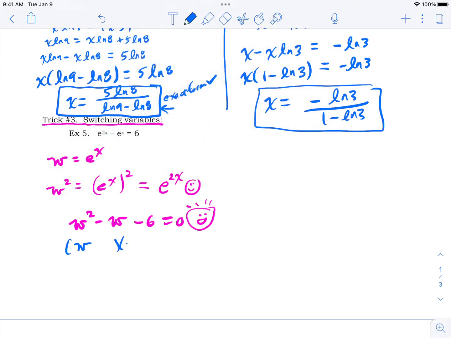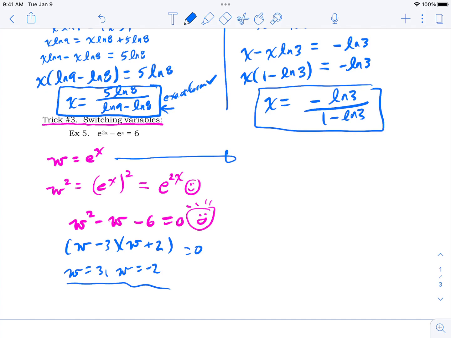Let's see, two numbers that multiply to -6 and add up to, this works. There it is. And so I've got two solutions. w could be 3 or w could be -2. So that's pretty cool. Now I have to come back up to here and say e to the x is equal to 3 or e to the x is equal to -2. Remember, once you've got your solutions for w, go back and get x now.